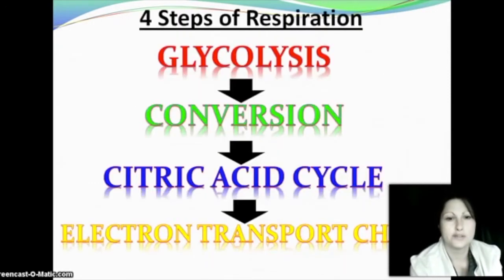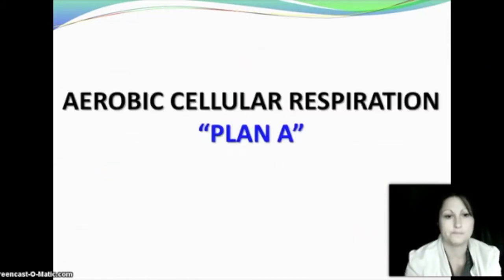All right, the 4 steps of respiration: glycolysis, conversion, citric acid, sometimes called the Krebs cycle, and then the electron transport chain. Cellular respiration is something that you need to look over a couple of times. You're not going to understand it the first time. You may not even understand it the second time, but hopefully after a couple times of hearing it, it will start to at least make sense to you.